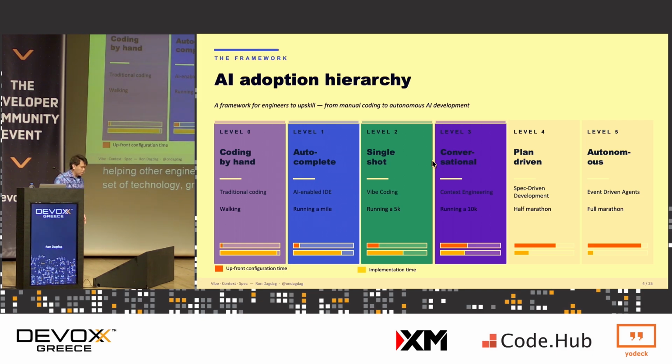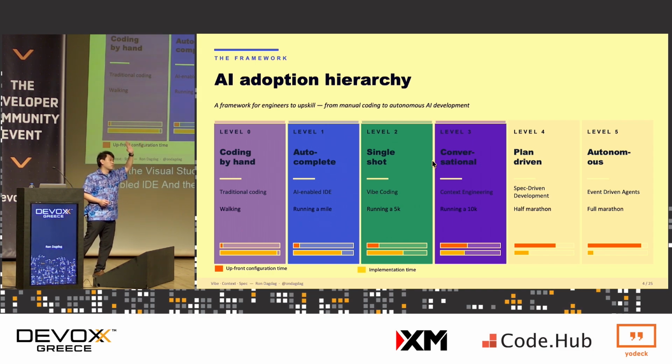With a show of hands, a lot of us here are on level 0, coding by hand, right? Raise your hand if you're a coder, if you've been doing engineering work and coding by hand. Then there's level 1. This is our AI adoption hierarchy. Level 1 is autocomplete. A lot of the coding tools like Visual Studio Code have autocomplete and AI-enabled in the IDE. And then there's level 2, which is single shot, what we call vibe coding.